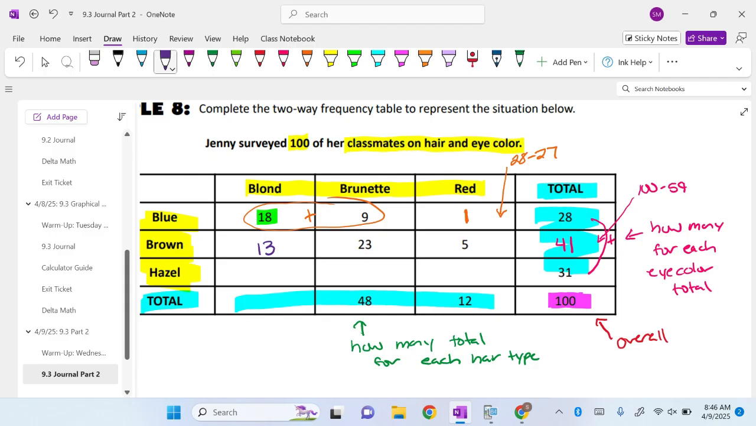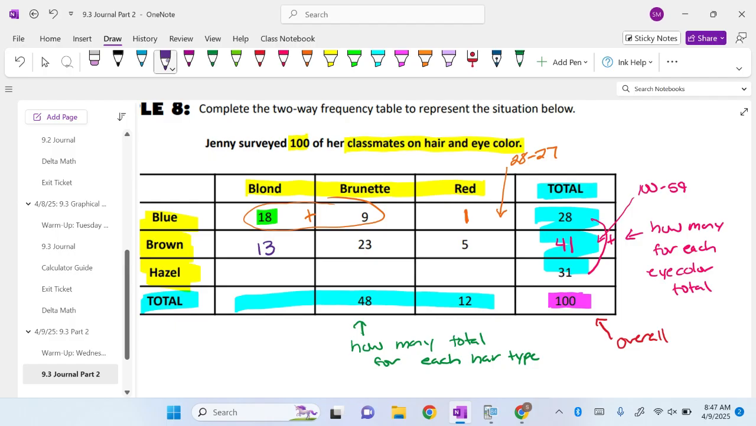So can we fill in any of the hazel row just yet? You sure? We can't really fill in the hazel row, but we can still fill in some of the boxes because we'd be completing some of the columns. Which column could I complete?